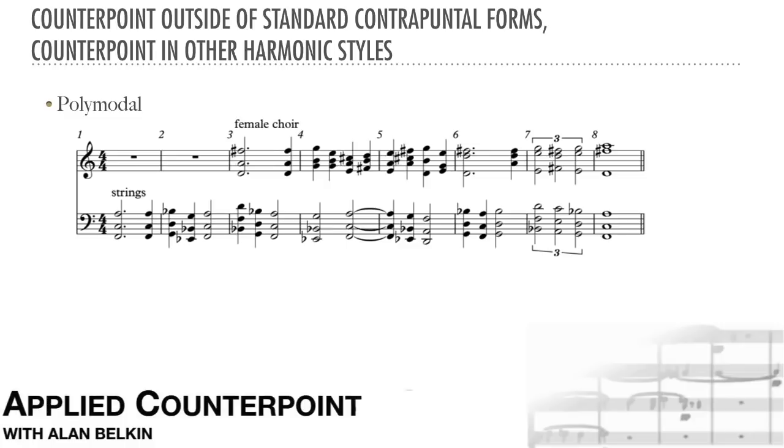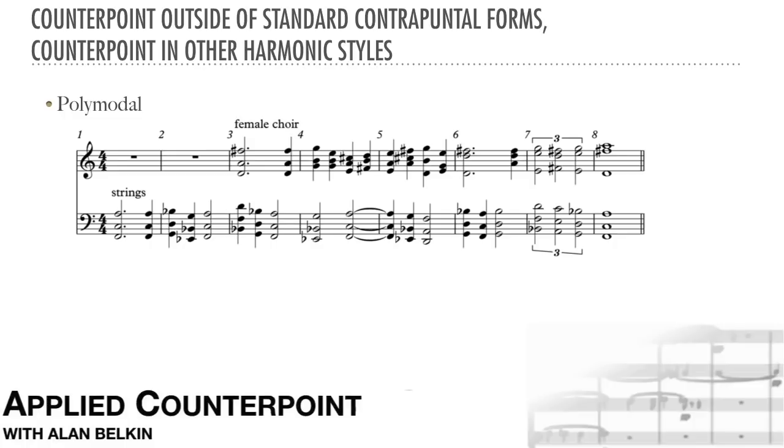Example 2, polymodal harmony. Here the bottom parts for strings are in F mixolydian and the top parts for women's choir are in D major. Different registers and tone colors are essential for clear polymodal writing. Notice the way the bottom parts start alone so the listener can form a better idea of their sound world before the choral parts enter.